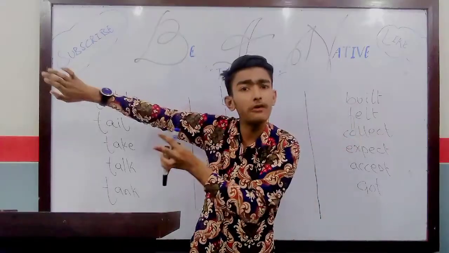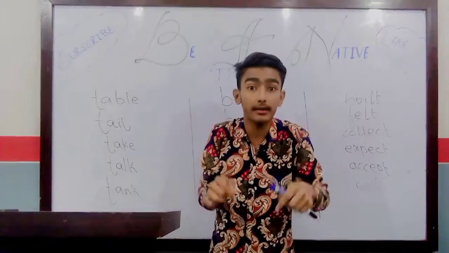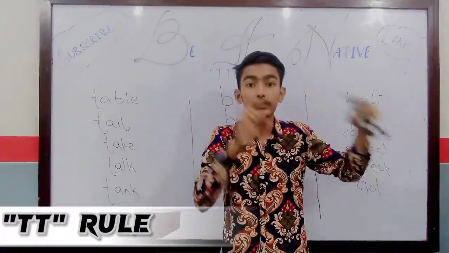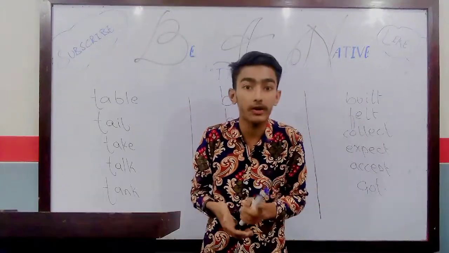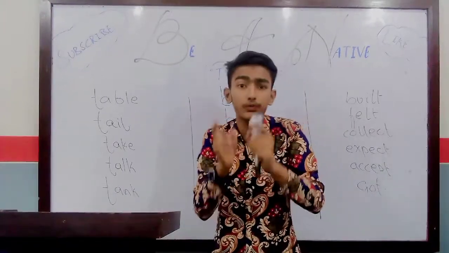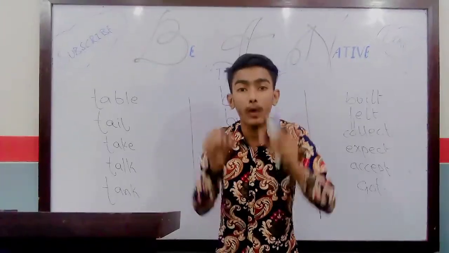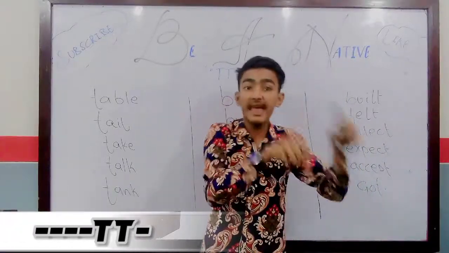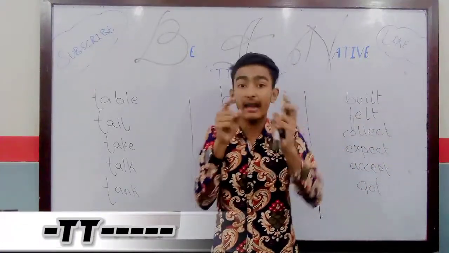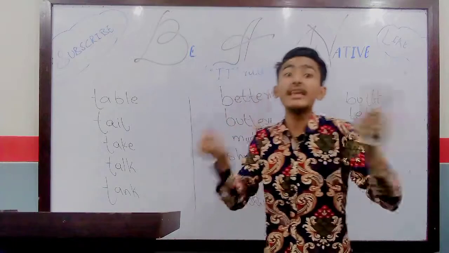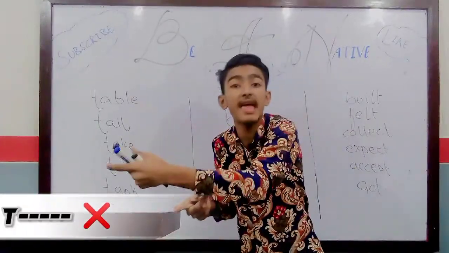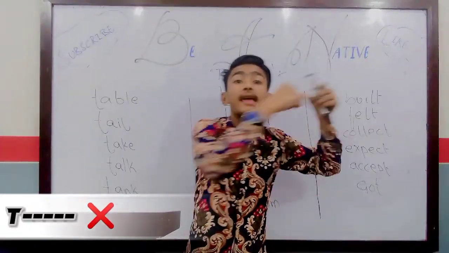Just let the single T remain at the side. First of all, we're going to learn about the double T rule, the double T concept in American English. You might have heard about those words in which the double T is coming, whether it's at the center, at the second last place, or at the beginning. You might have heard about those double T's, but you haven't seen the double T at the beginning, or at the last.